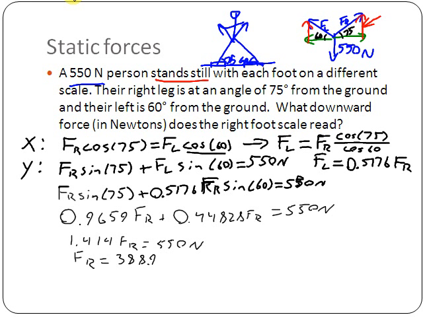And so solving for this, we can solve that FR, based on this, would have to equal 388.909 newtons. Now, this is going to be the total value of FR, so basically what the leg's pushing up, but that's got both an X and a Y component to it. The part that's pushing down the scale is only the Y component.